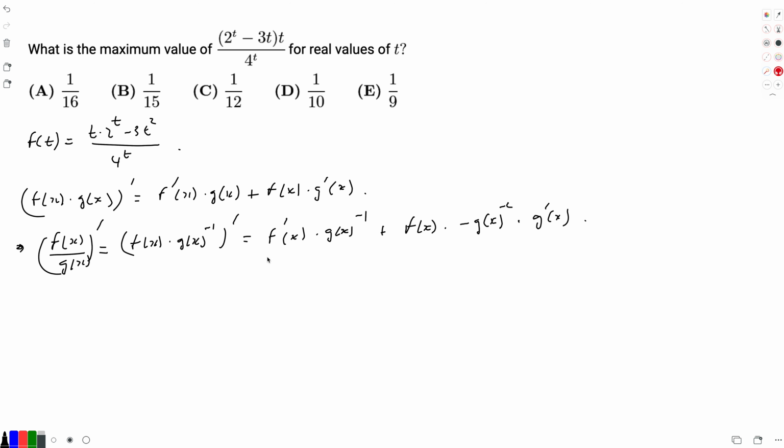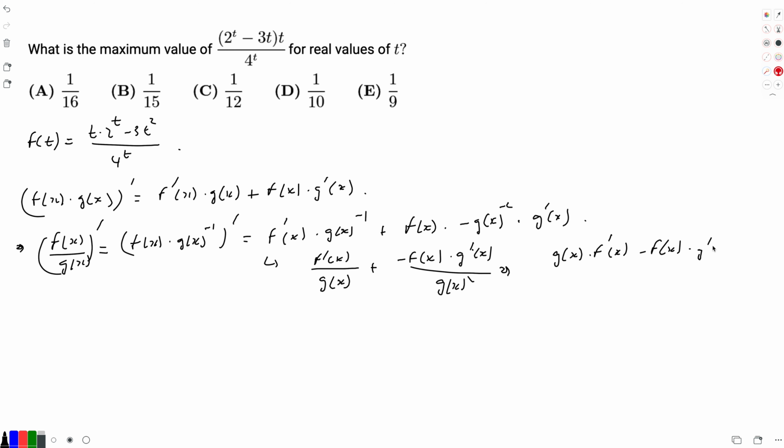Okay, and now let's get this under common denominators. So we have f prime of x over g of x plus, this becomes 1 over g of x squared, so we can write this as negative f of x times g prime of x over g of x squared. And what we can do is get a common denominator and get a final expression: g of x times f prime of x minus f of x times g prime of x, over g of x squared, because we multiply by g of x.